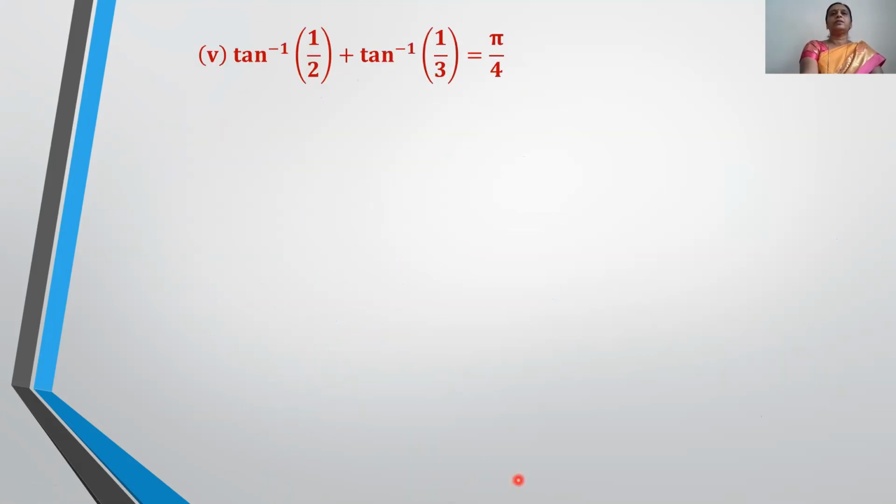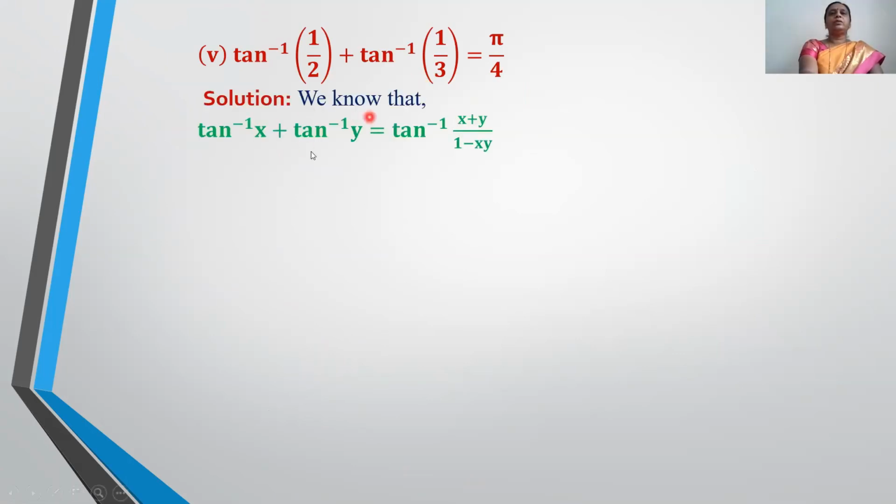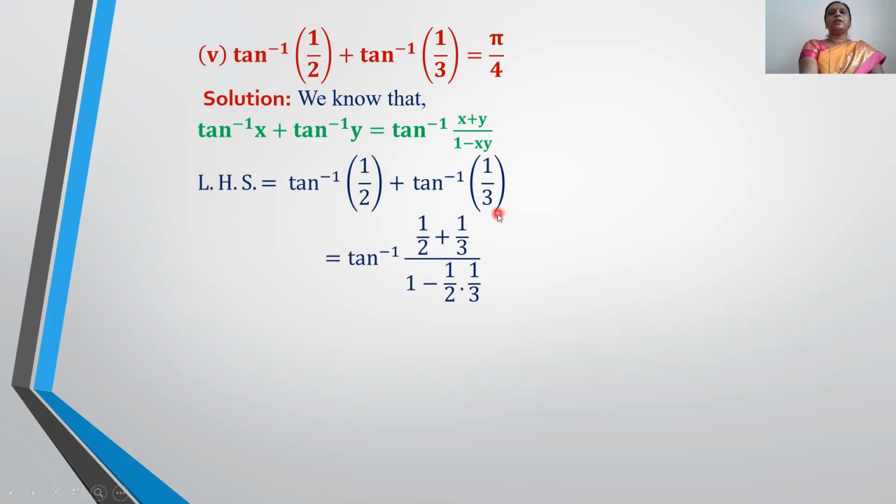See the next example. Prove that tan inverse 1 by 2 plus tan inverse 1 by 3 is equal to pi by 4. Here we will use the property of inverse trigonometric functions. Tan inverse x plus tan inverse y is equal to tan inverse of x plus y divided by 1 minus xy. Take the left hand side, tan inverse 1 by 2 plus tan inverse 1 by 3. Here x is 1 by 2 and y is 1 upon 3. Now use this property.